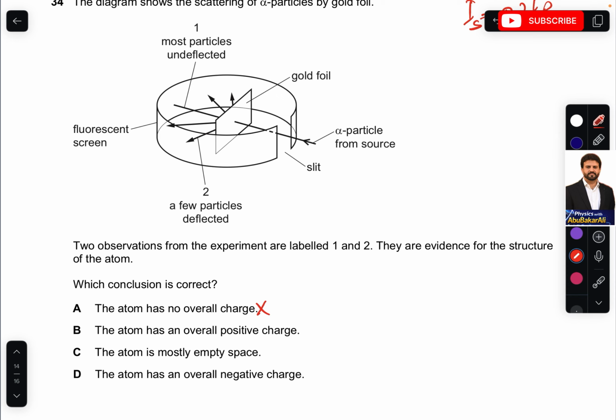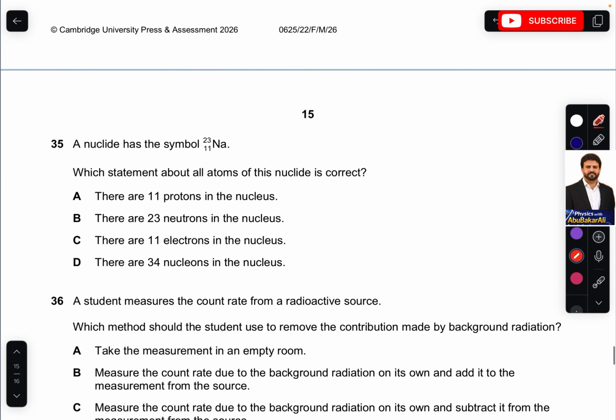Okay. The atom has an overall positive charge. The statement is incorrect. The atom is mostly empty space. Yes, that was the observation, because most of the alpha particles will pass straight through it. Okay. The atom has an overall negative charge. That is incorrect.